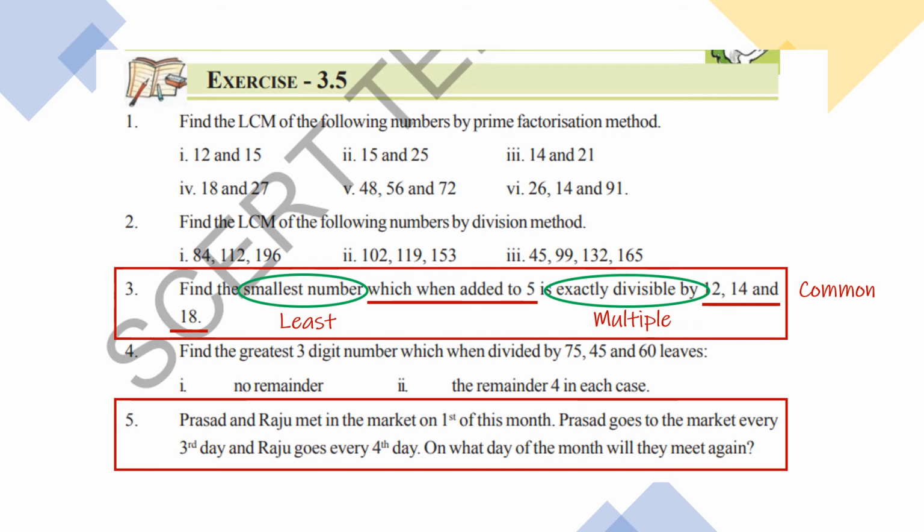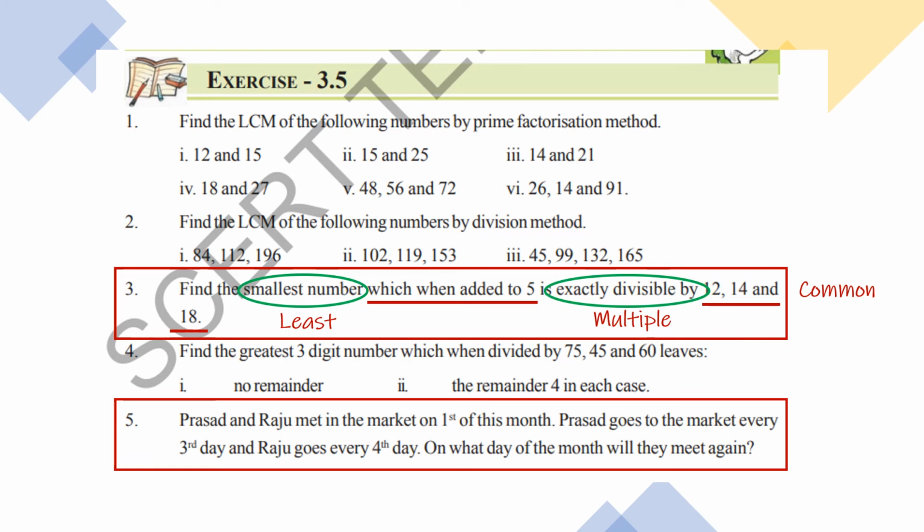Next we will look at problem number 5. This is a similar problem that we have done many times when we are learning LCM. The problem starts by saying that Prasad and Raju met in the market on the 1st of this month. So they have met on day 1. After that, Prasad goes to the market every 3rd day and Raju goes every 4th day. On what days of the month will they meet again?